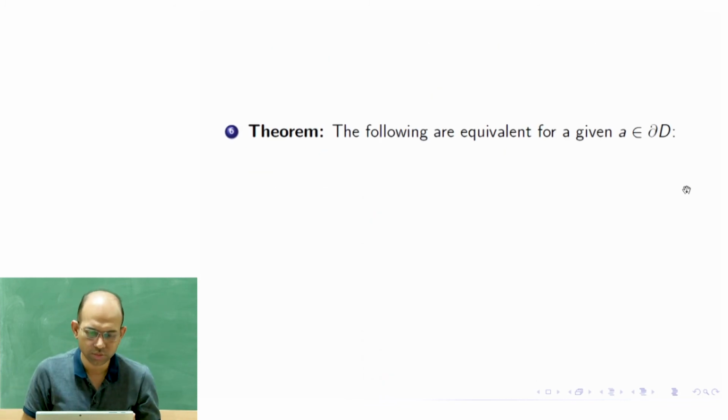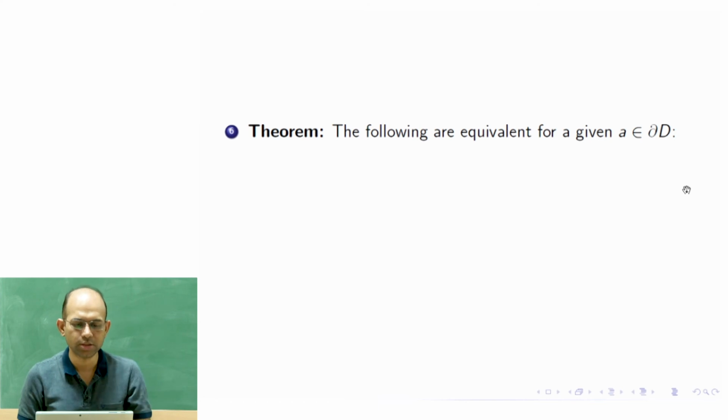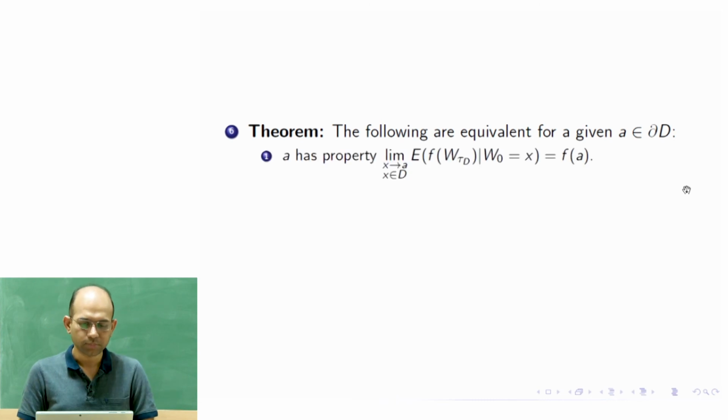So we are going to stop by seeing this theorem, but I am not going to start the proof now, because it would take a long time. A full lecture of more than 1 hour would be required to finish the proof of this theorem. So I would do that in the next lecture. The theorem statement is that the following are equivalent for a given A in the boundary of the domain. If A is in the boundary of the domain, the following 3 conditions are equivalent.